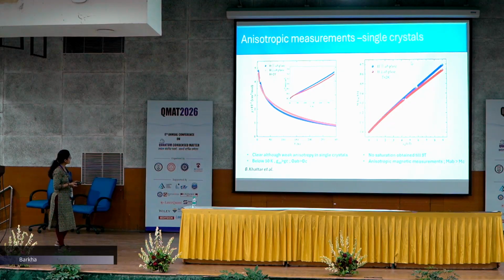Anisotropic measurements on single crystals have also been done. Clear, although weak, anisotropy can be seen in both the M-T and M-H data. No saturation has been obtained up to 9 Tesla, and the moment only reaches 0.7 mu B. The value of the g tensor and the value of theta, which indicates the exchange interaction, is larger in plane.